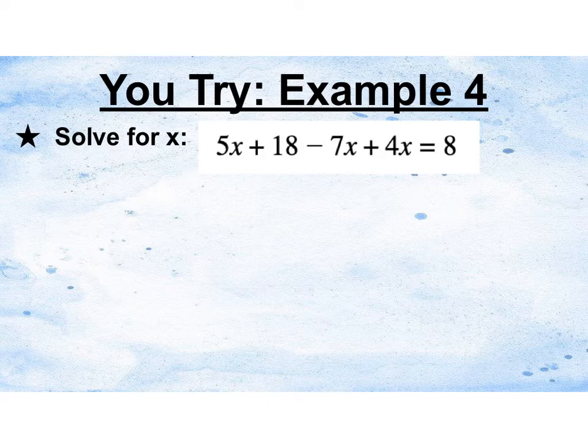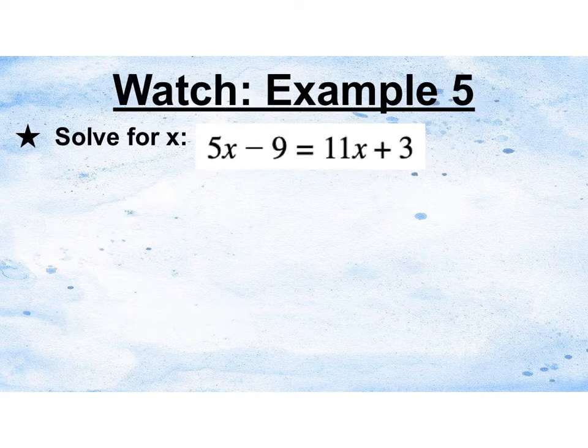Go ahead and try this example on your own. Did you get negative 5? That would be the correct answer. On this example, you notice we have x's on both sides. So that's what I want to concentrate on first. I want to get x so it's on the same side. I like to bring the smaller x over to the larger x just to keep it positive. So I'm going to subtract 5x from both sides.